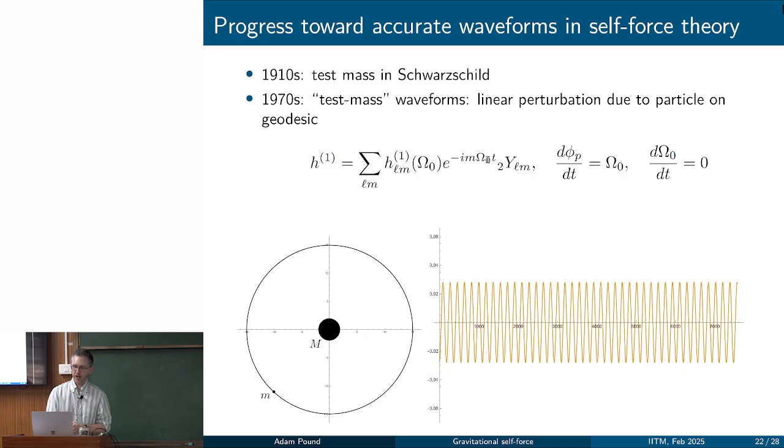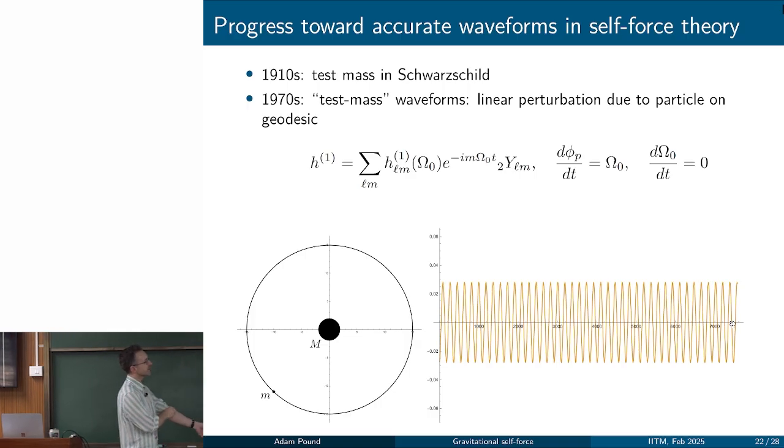And then what's determining the time dependence here is, well, the fact that the frequency is constant, so it has no rate of change. So these amplitudes are all constant. And then the only time dependence is coming from this phase factor, which is just exactly proportional to the orbital frequency. So here I've drawn the nice circular orbit in Schwarzschild, and here is the waveform that comes out from the particle. So this was already considered back in the 1970s.